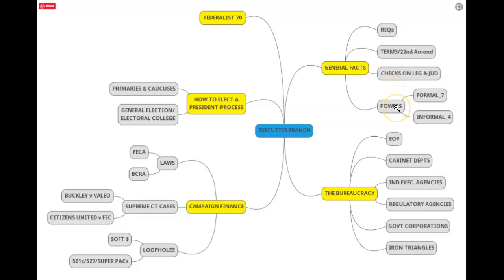For powers, you need to know both the 7 formal powers and the 4 informal powers. These are things that we spend a lot of time on, and you will definitely need to know. And then there was a lot of vocabulary that we went over that were connected. So, for instance, recess appointments for the power of appointment, the line item veto. We also had a couple court cases. We had U.S. versus Nixon for executive privilege. So you need to go over and review that. Just a lot of stuff with the powers section.